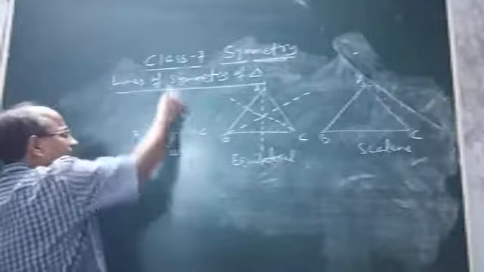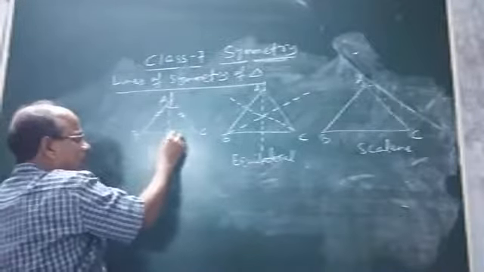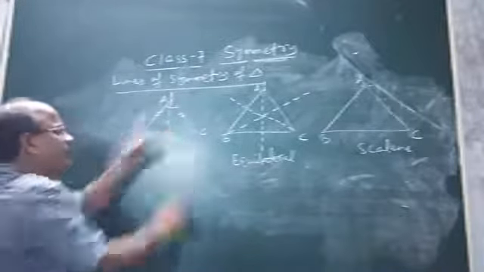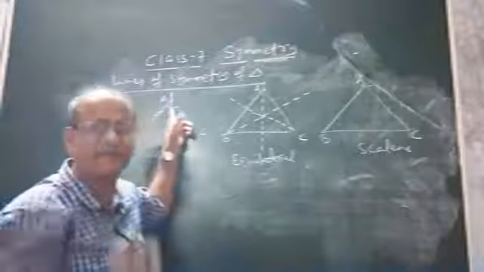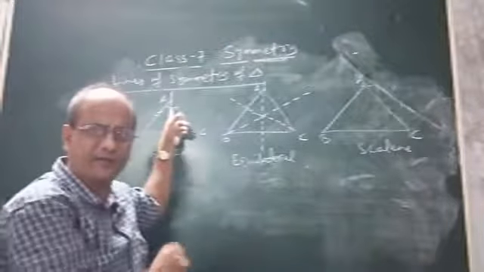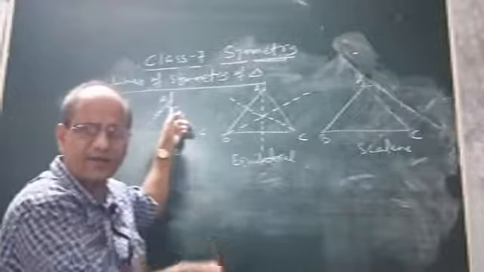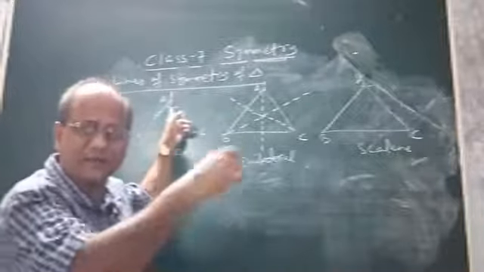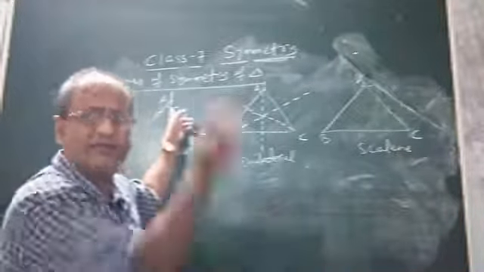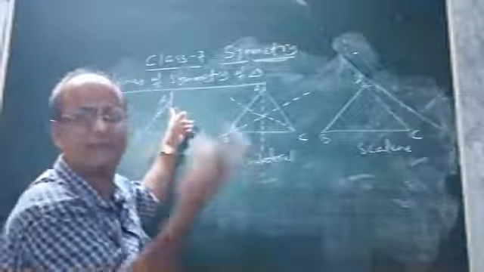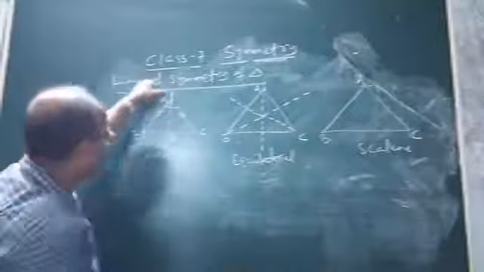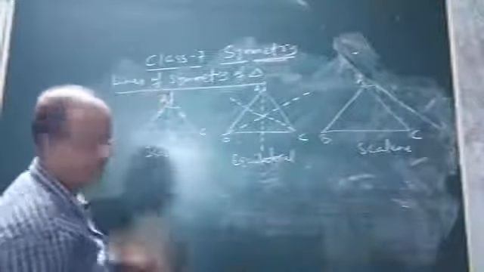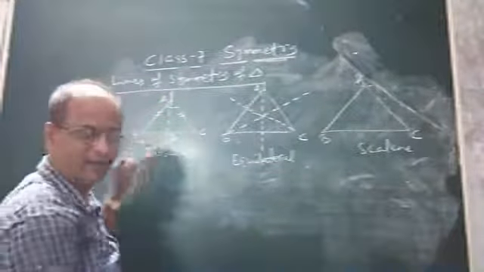Now if you draw the bisector of angle A through this vertex, suppose AD is the bisector of vertex angle or vertical angle A. What is the meaning of bisector? Already I have discussed angle bisector in the last class. Angle bisector means it is a line that bisects or divides the angle into two equal parts or two equal halves. Suppose you draw the angle bisector of vertex angle A.